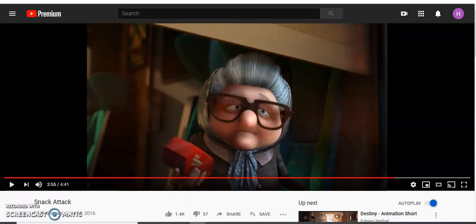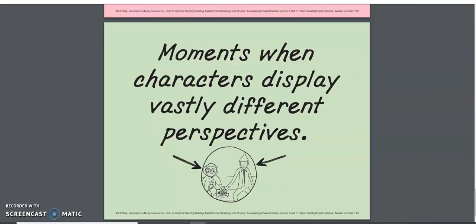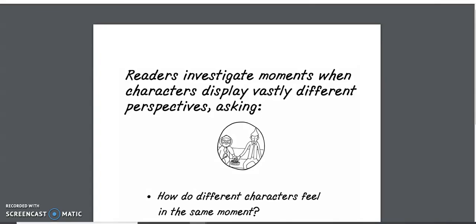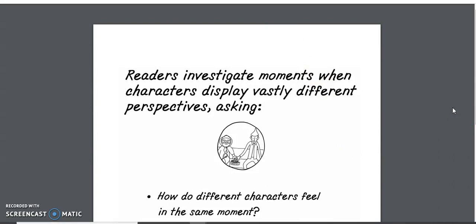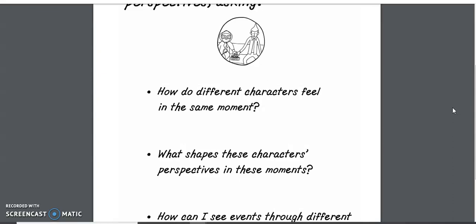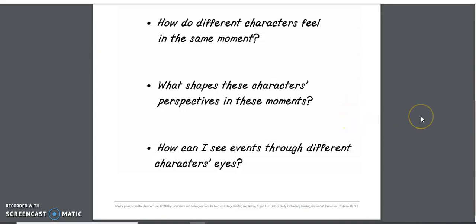Okay. So what we want you to get used to doing is paying attention to the moments when characters display vastly different perspectives. The way we'll do this is that we investigate the moments when people could have different viewpoints on the same event. And what we'll think about is, how do the characters feel about different moments? What is shaping the characters' perspectives in these moments? And how can you see the events through the different characters' eyes?